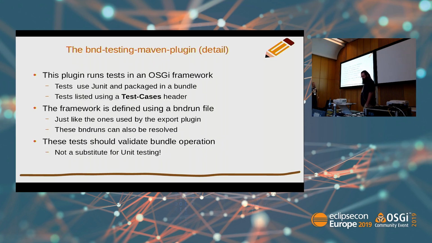As I've said, these are running inside an OSGi framework, which is what makes them different from unit tests. You list the tests using the test cases header, which is the same way that BND has done it for more than a decade. And you've got this BNDRun file, which is exactly the same as the ones that have been used by the Resolver and Export plugins to define the framework that's going to run your tests. So you can use the Resolver alongside the testing plugin, just like you can with the Export plugin. And obviously, this is about validating that your bundle works as an OSGi bundle. You shouldn't be using this to do unit testing, because unit tests are better, right?